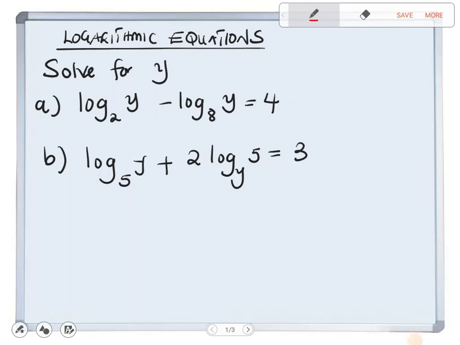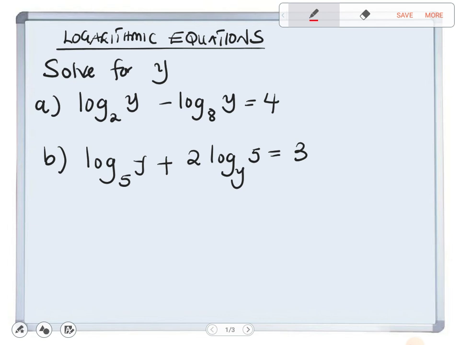Here I have two interesting logarithmic equations which say solve for y. Number one, log base 2 of y minus log base 8 of y is equal to 4. And B says log base 5 of y plus 2 log base y of 5 is equal to 3. So how do we solve?